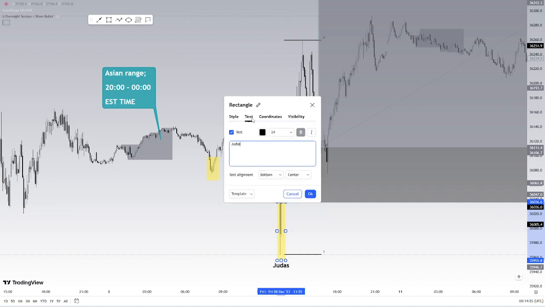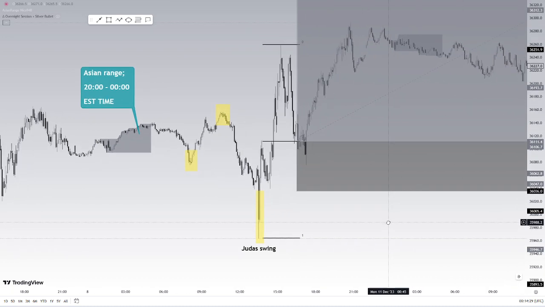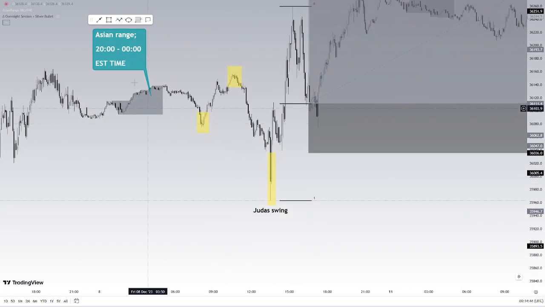Now, why is this our Judas swing? So what makes a Judas swing? The Judas swing is the low of the day. So when we have the Judas swing form, we understand that we're bullish, because the higher time frame is bullish. So what do we expect price to do? We expect price to sweep the Asian low before continuing higher. So this is exactly what we see over here.